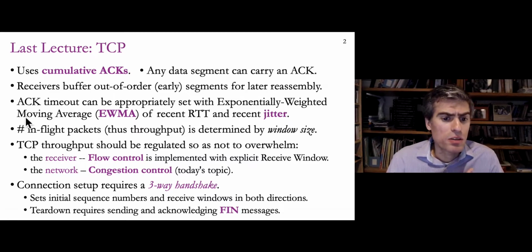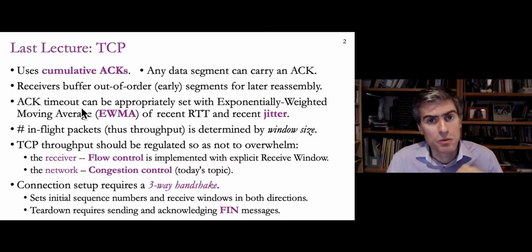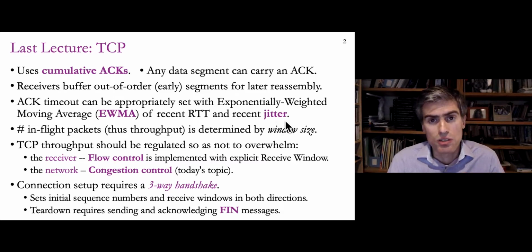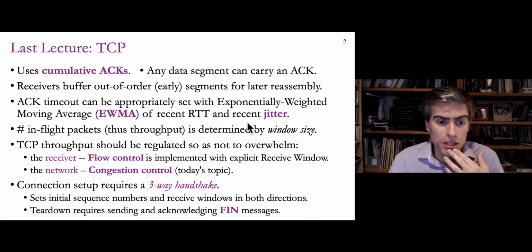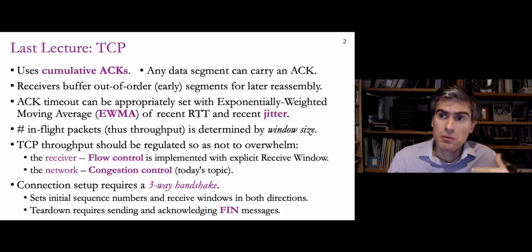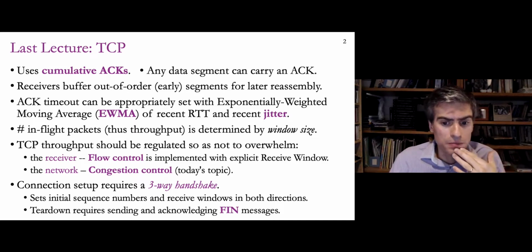And in that lecture we talked about ways of setting appropriate timeouts. So when you are expecting an acknowledgement, you have to eventually at some point give up waiting for an acknowledgement because you imagine that the packet was lost. To set the acknowledgement timeout in TCP, we use an exponentially weighted moving average of recent round-trip times and also recent jitter. Jitter is the variation in round-trip time that we experience, like the variability in round-trip time. And then those two things together can let us set a reasonable threshold after which, if we don't receive a response, we can be pretty confident that the packet was lost.